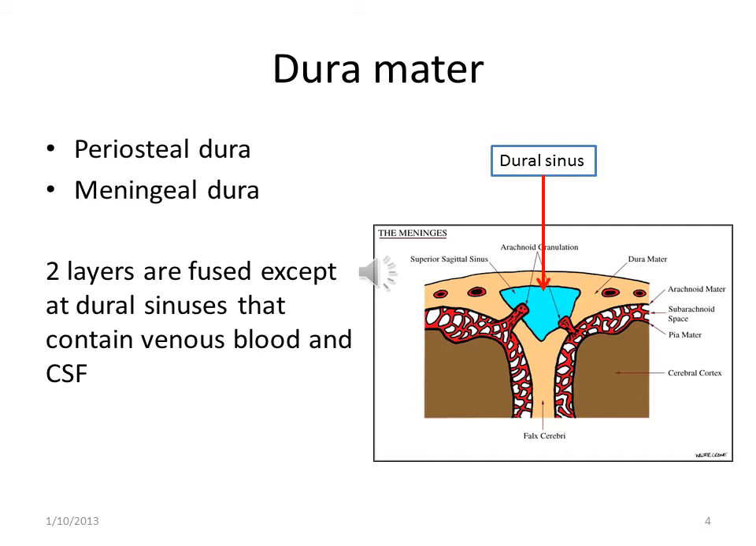These two layers are fused almost everywhere except at some places where they are separated, forming spaces called dural sinuses. These sinuses contain cerebrospinal fluid as well as venous blood. The cerebrospinal fluid that is found in the dural sinuses has drained into the dural sinuses from the subarachnoid space. So this is the way that used cerebrospinal fluid is returned to the venous system, by way of the dural sinuses, which ultimately drain back to the venous system.